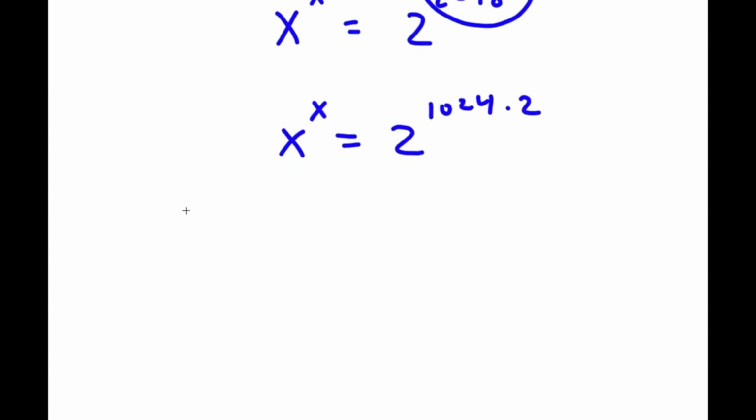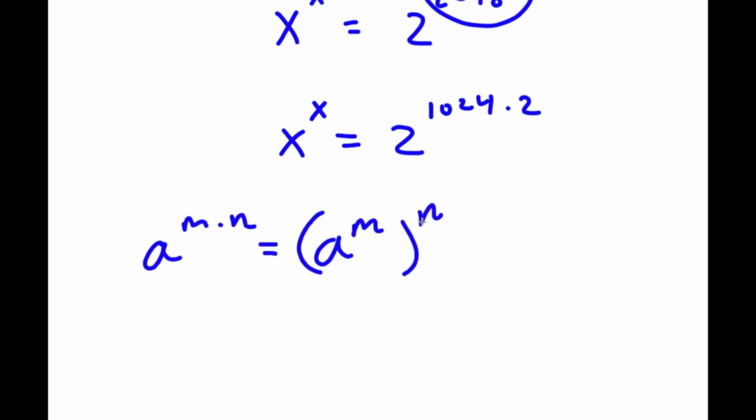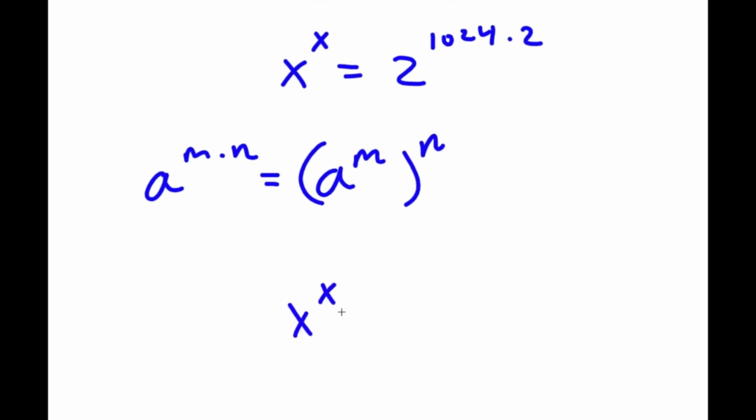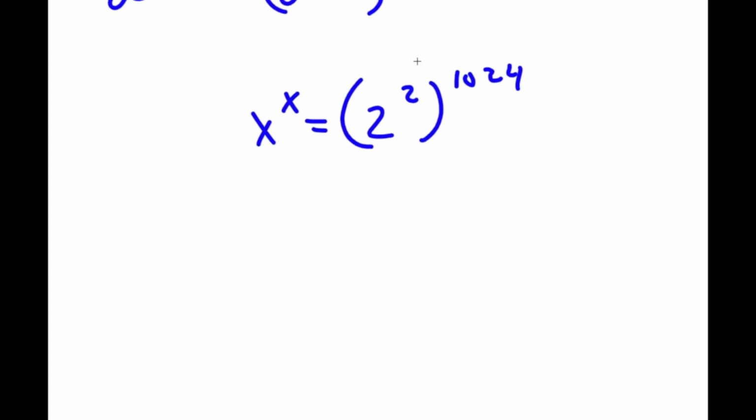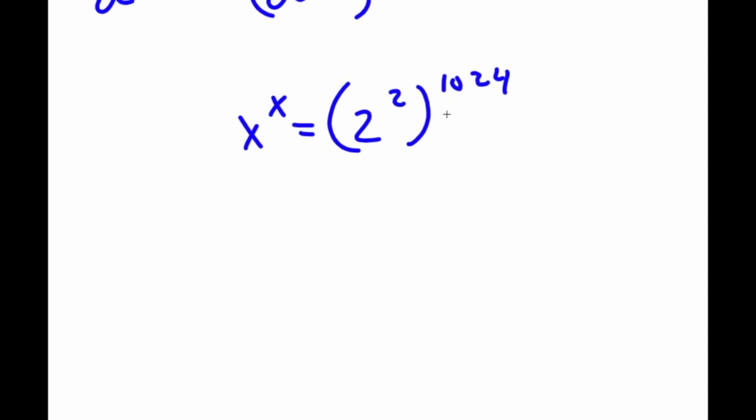Now, if I have something in the form a to the power of m times n, this is equal to a to the power of m to the power of n. So 2 to the power of 1024 times 2, I can rewrite as 2 to the power of 2 to the power of 1024. Now 2 to the power of 2, that's simply equal to 4. So now I have x to the power of x is equal to 4 to the power of 1024.